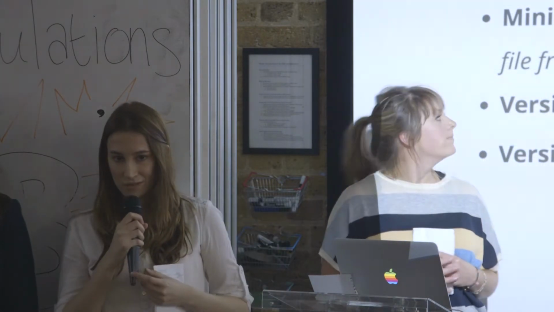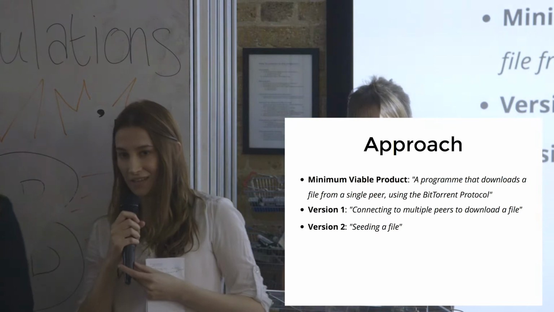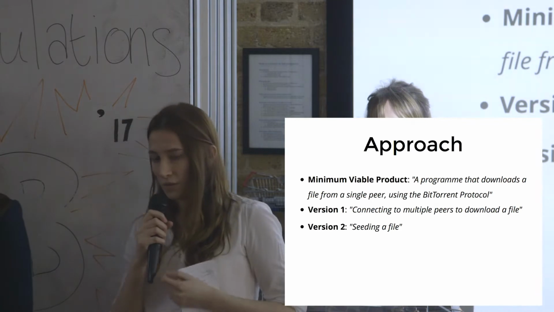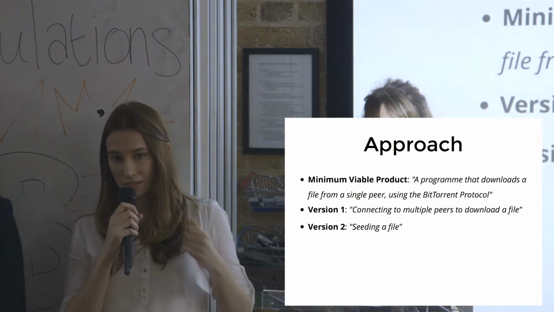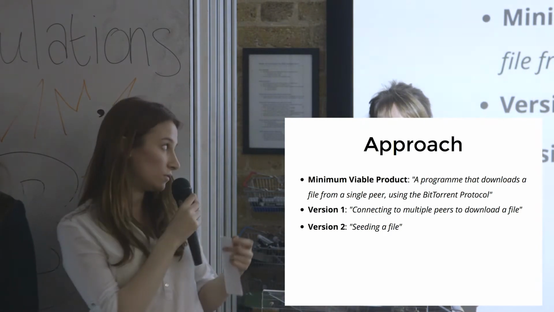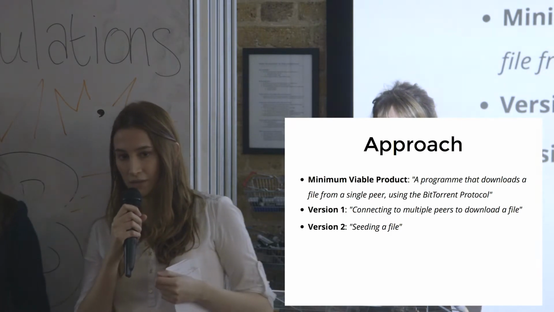And this was really the aim of our project, to build a functional program that would interact with existing clients in order to share files. So none of us knew anything about how BitTorrent works, so we spent the first 2 days just researching and understanding the messages that need to be sent. We then spent the rest of the week on our minimum viable product, which was a client that can download a single file from a single peer. We were then able to spend the following week implementing additional features like connecting to multiple peers via a tracker and also seeding a file.